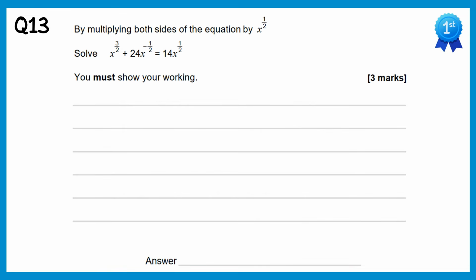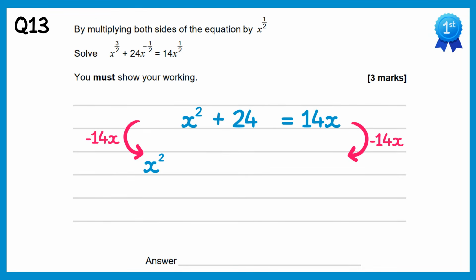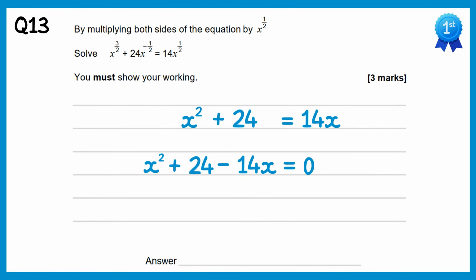We're going to multiply by x to the power 1/2 for this one as well, so we'll get x to the 4 over 2, plus 24x to the 0, plus 14x to the 2 over 2. We can simplify 4 over 2 to 2, the x to the 0 equals 1, and 2 over 2 is 1, which we don't write. Subtract 14x from both sides, and you'll get x squared plus 24 minus 14x equals 0. Again, we'll just switch the order of these terms so it looks like a quadratic.